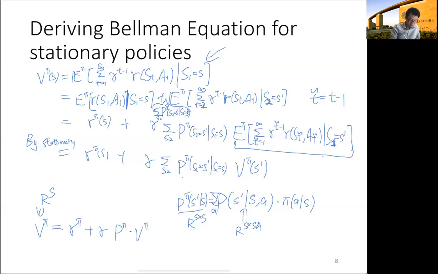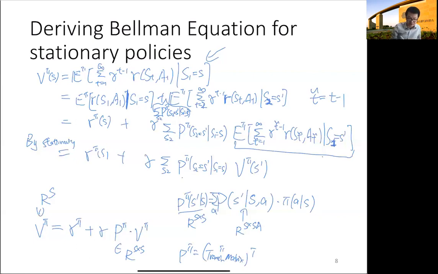So this P pi matrix now is, I guess, the transpose of this transition matrix. So this P pi matrix is in R S by S, but the input is S prime. So it's really the transpose of the transition matrix on the pi. Okay, so this is by convention.